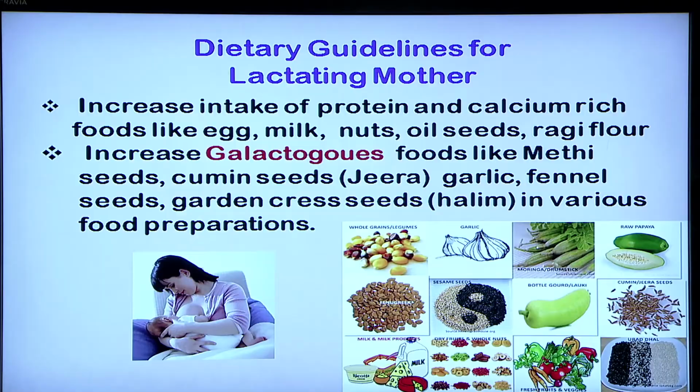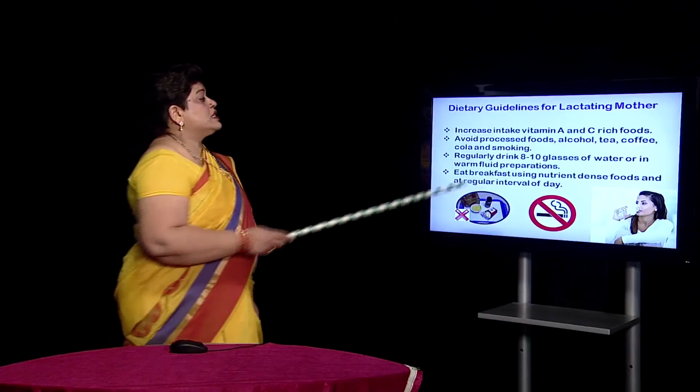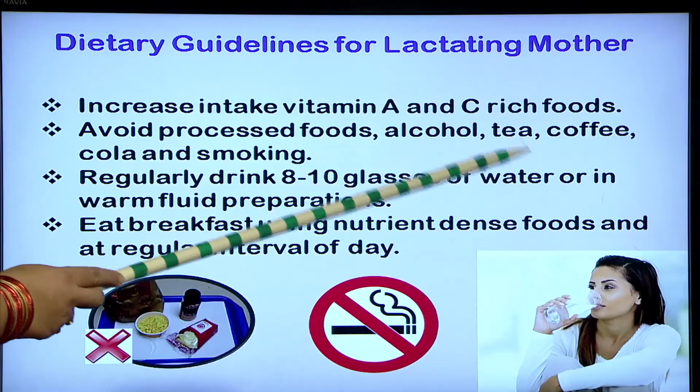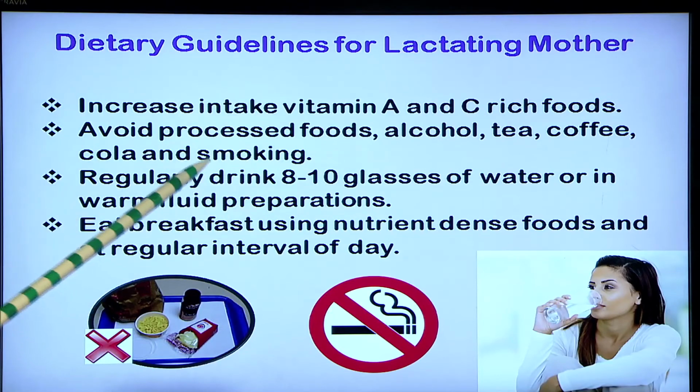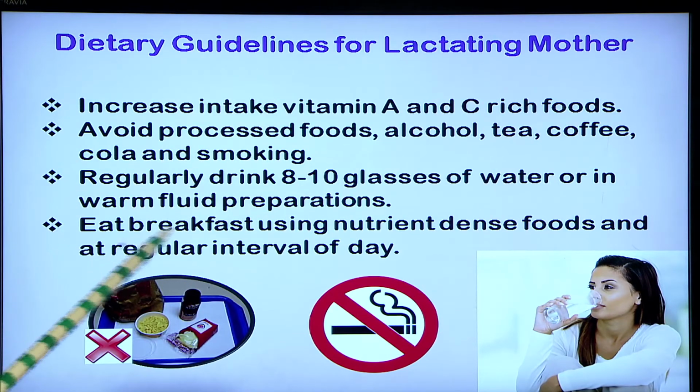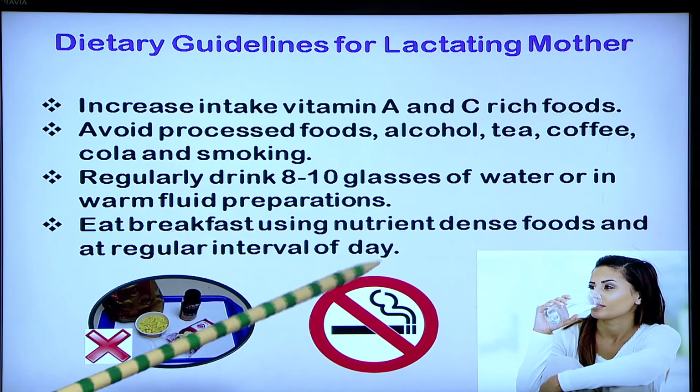One must avoid foods which have alcohol, tea, coffee, cola, and a lactating mother must not smoke. Regular intake of 8 to 10 glasses of water is very important, and the lactating mother must eat a breakfast which has nutrient dense food and must have food at regular intervals of the day.